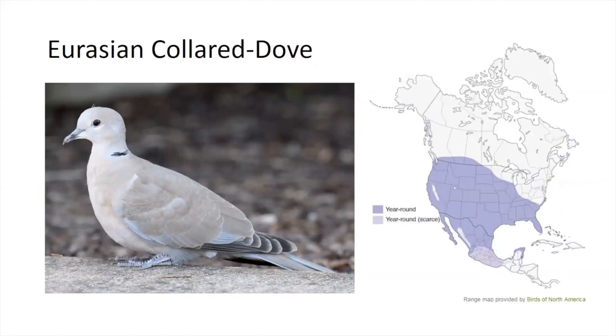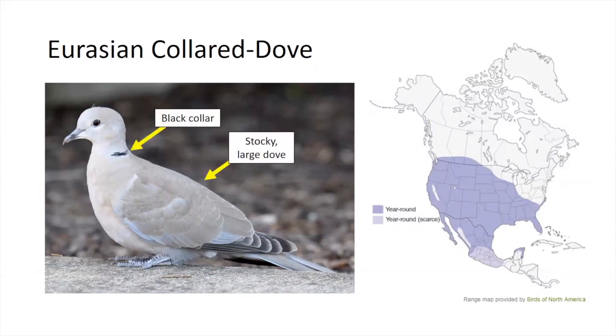Our final invasive for the day is the Eurasian Collared-Dove. They were introduced from the Caribbean in the 90s, where they were kept as pets and got out, and since then they've spread across the entire country almost. Like their name implies, they have a black collar. They're a pretty large stocky dove with just kind of a buffy color throughout most of the body.